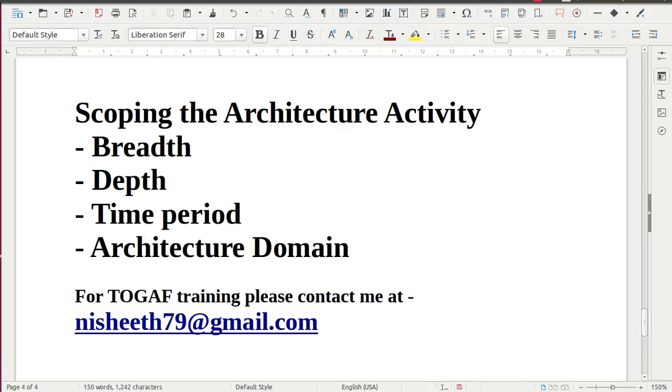The fourth dimension in scoping the architecture activity is architecture domain. Ideally, a complete enterprise architecture activity should contain all four domains: business, data, application and technology. But in real world scenarios, that is not the case, and we sometimes need to rule out or skip one of the architecture activities, or we can even afford only one activity. So let's say the project requirement is only for data architecture activity, then we will opt for only data architecture activity and move on. So we customize the TOGAF framework based on the requirement.